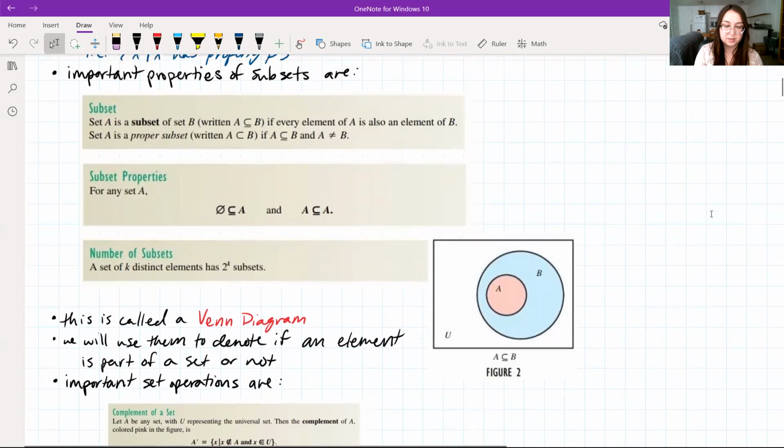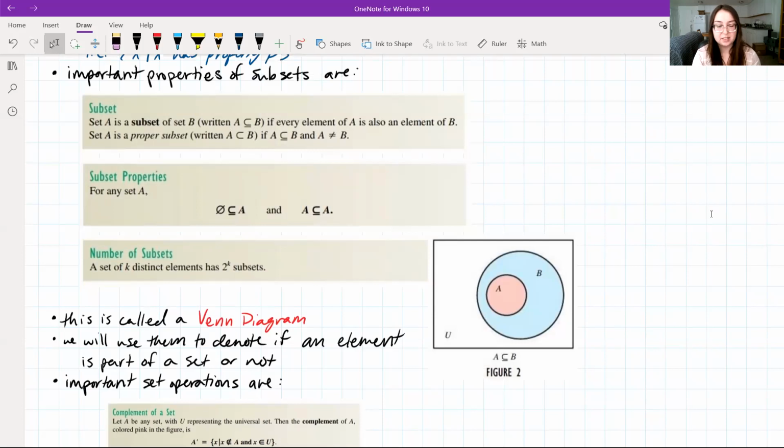All right, so subset properties. For any set A, the empty set is always a subset of A, and A is also a subset of A. This just means that we can't prove that there's nothing inside of A, so we say that the empty set is a subset of A. And also, since every element of A is contained in A, A is a subset of A.